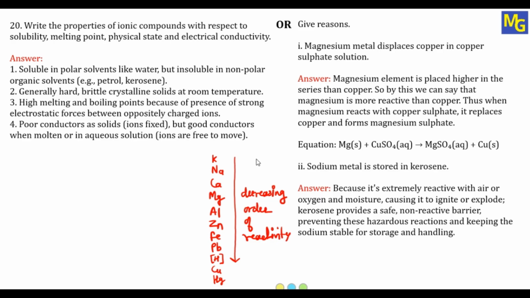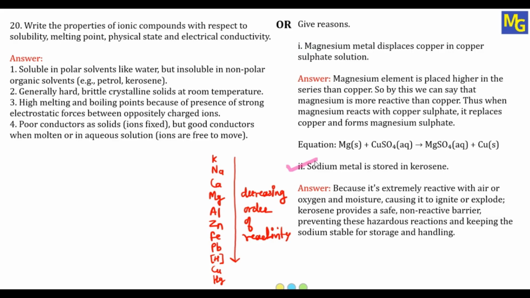Now in this question they have asked magnesium and copper. In another question they may ask other elements. They may ask calcium and aluminium, aluminium and iron, zinc and iron, etc. You just have to remember this series. And to remember this series, there are many tricks. Use those tricks, and with the help of the series, you can answer any question. So this was the answer for question number 1. I hope you understood this answer. Now I am going to move to the second one.